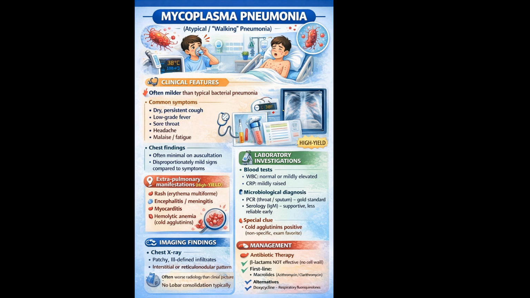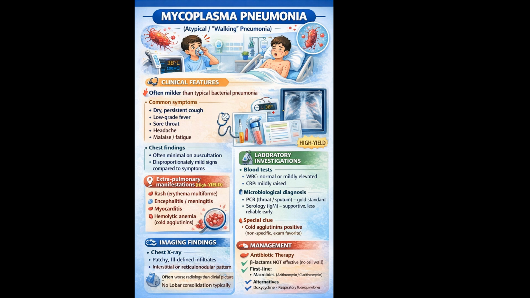Clinical features are mainly atypical. I mean dry and persistent cough, low-grade fever, sore throat, headache, malaise, those are very subtle features. Chest x-ray findings are mainly minimal, and sometimes auscultation findings are also very minimal. Some extrapulmonary manifestations are very important in Mycoplasma pneumonia other than the chest manifestation. Rash called erythema multiforme, with target signs, is there. Sometimes encephalitis, myocarditis. A very important thing is hemolytic anemia due to cold agglutinin.